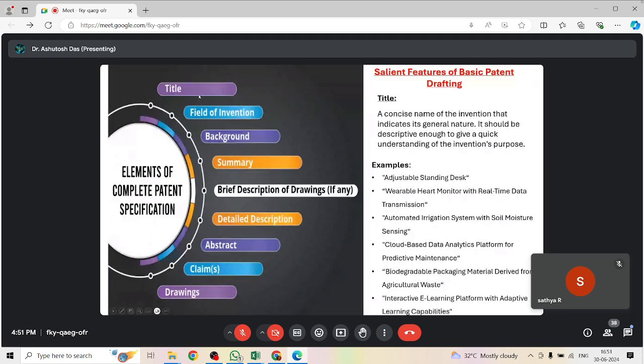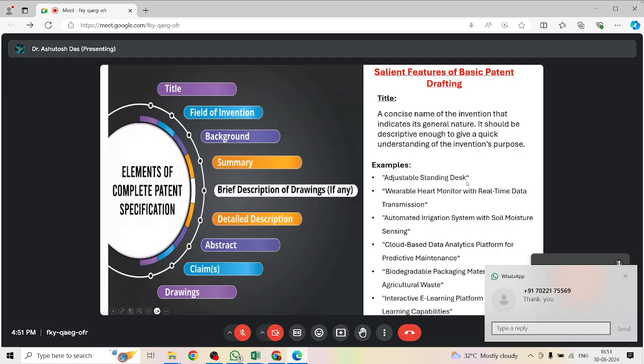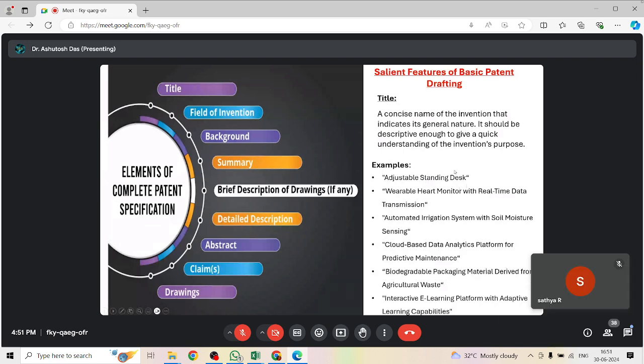The first part is the title. The title is a concise name of the invention that indicates its general nature. It should be descriptive enough to give a quick understanding of the invention's purpose. Like adjustable standing desk. It's a desk, it is adjustable and standing. So it communicates the item and at the same time the special feature of it. Or a wearable heart monitor with real-time data transmission.